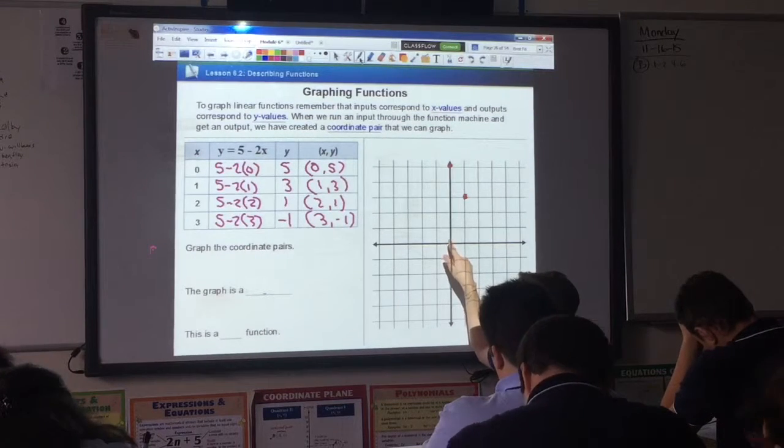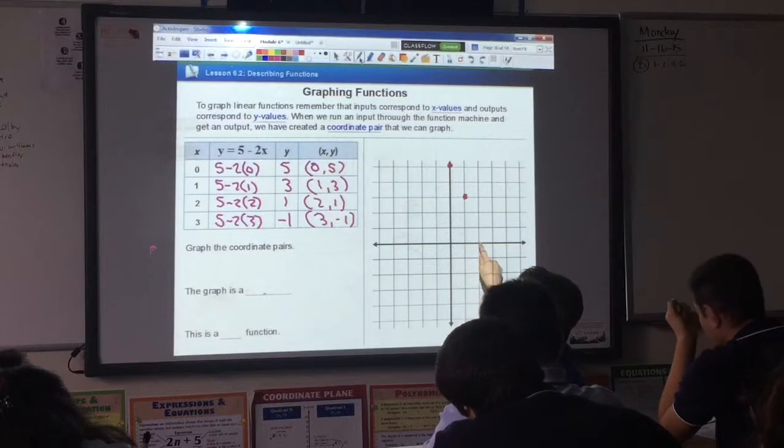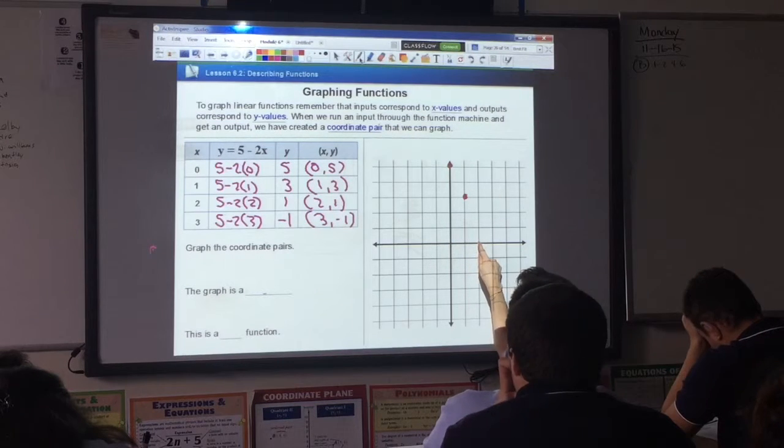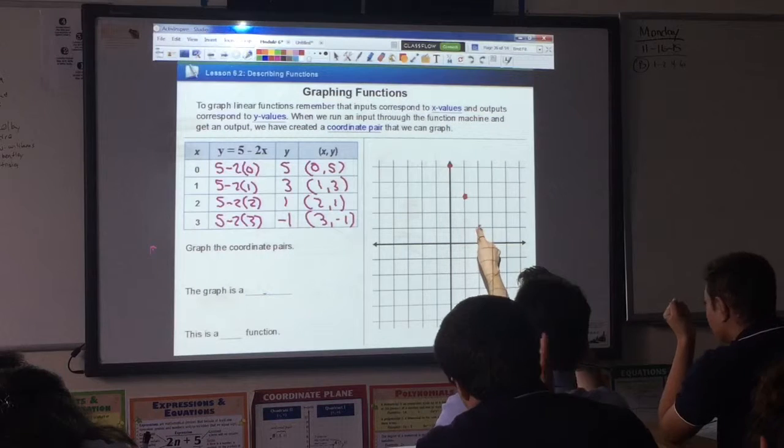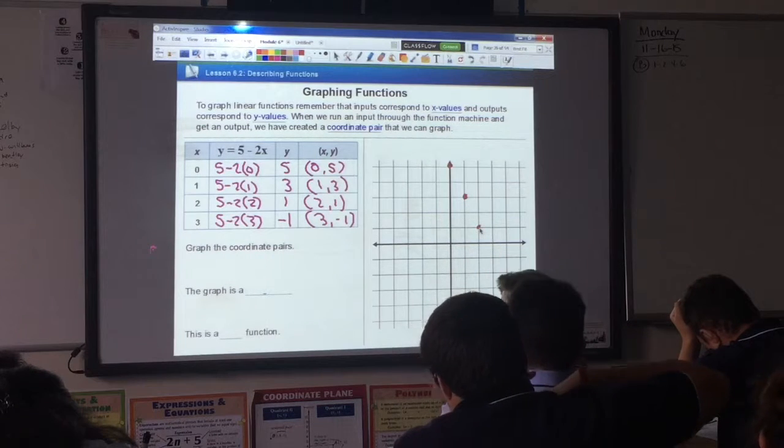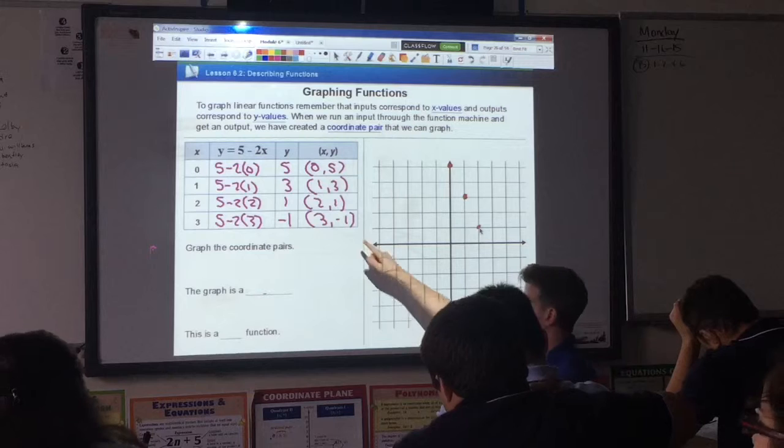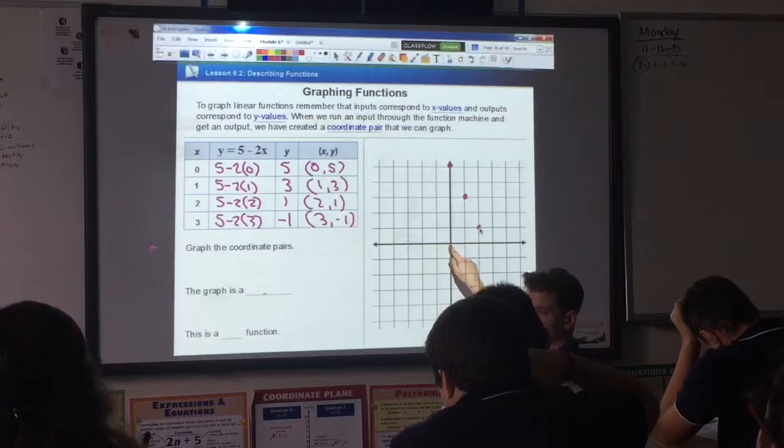Right. How many spots? 2. Right 2, and then up or down? Up. How many spots? 1. Okay. And then the last one, Ms. Tavares. 3, negative 1. Am I going left or right?